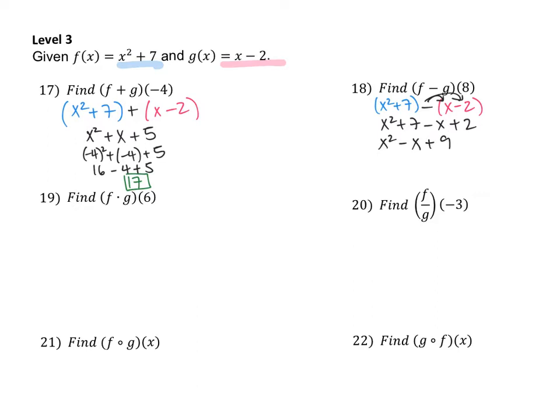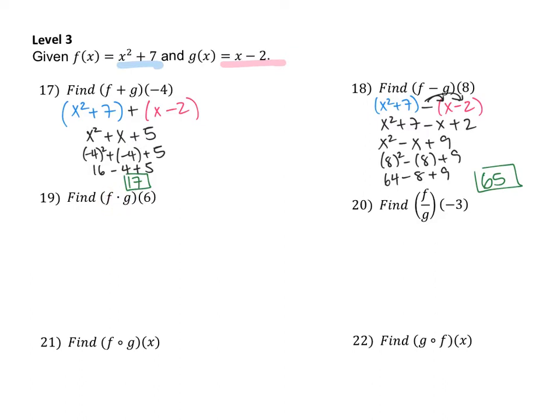And so now I would just plug in my 8 for x. So that would give me 8 squared minus 8 plus 9. 8 squared is 64 minus 8 plus 9. So I'm just going to add this up in a calculator. So 64 minus 8 plus 9 is going to give me 65. I'm running out of room here, so I'm just going to put it on the side.